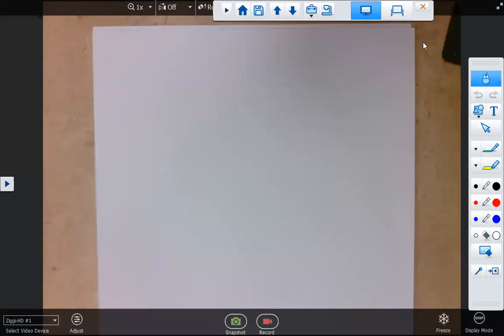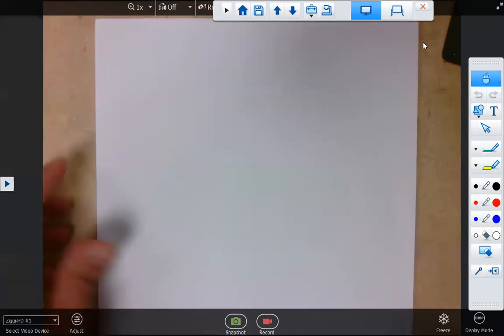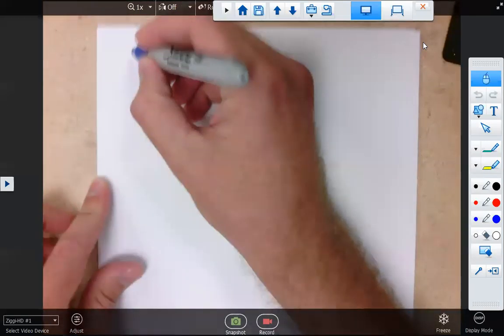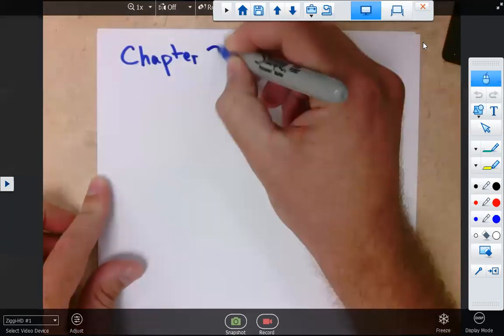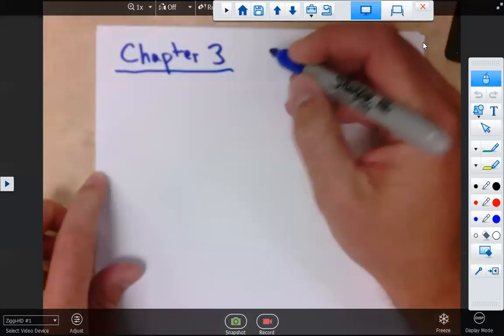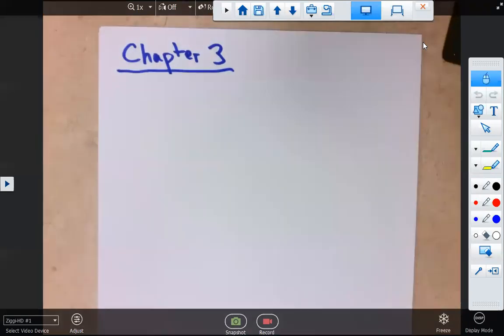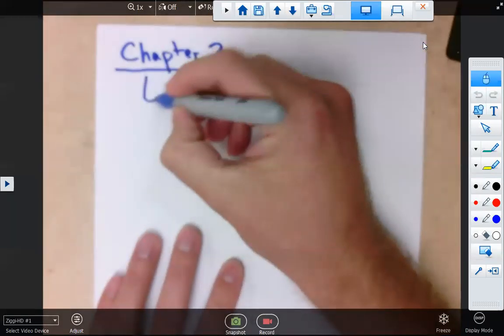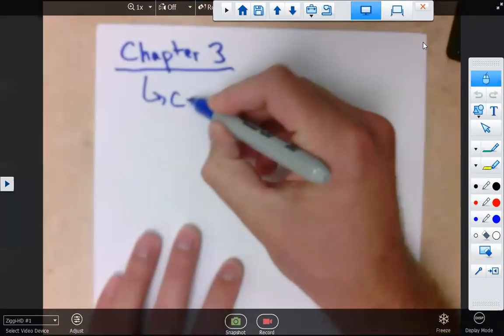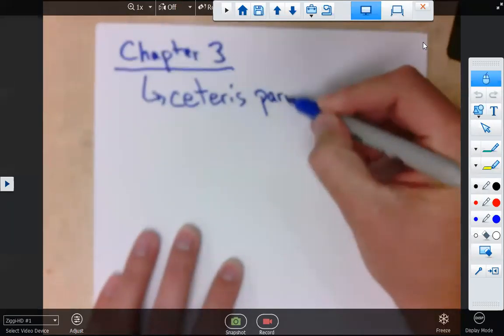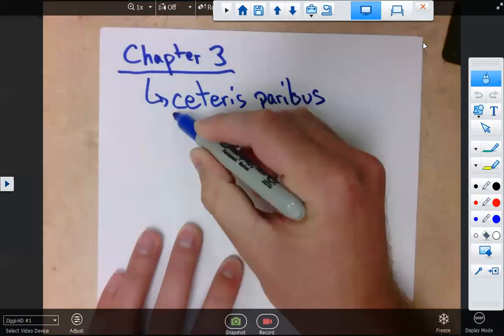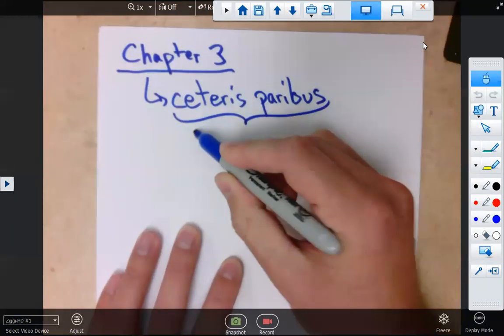All right, welcome back. So today we're going to be continuing our notes on chapter 3. And so if I recall, we left off with me talking about the Latin phrase ceteris paribus, right? Which means all else equal.